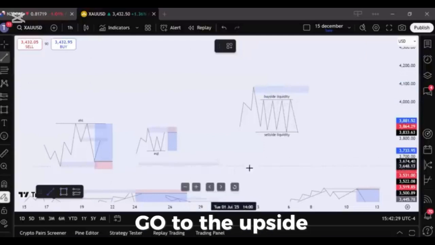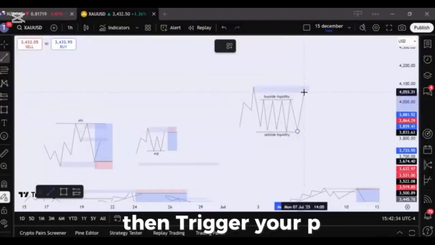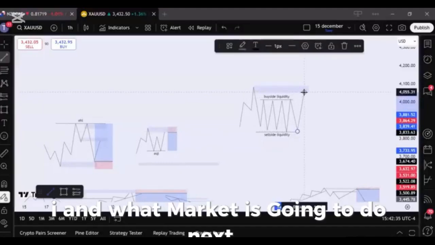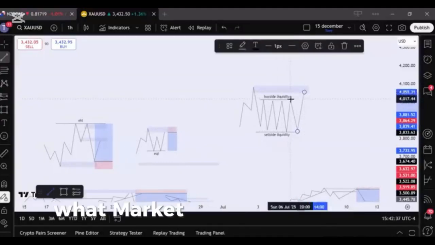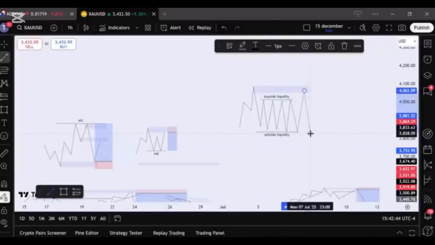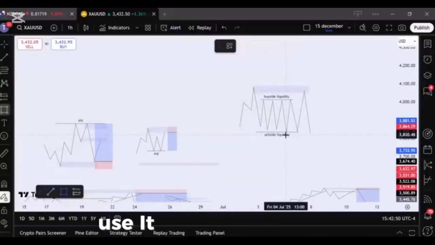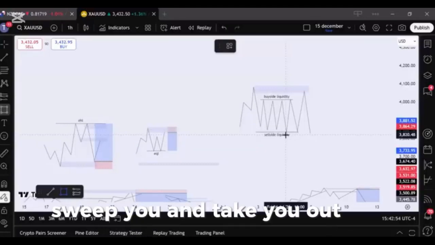Eventually go to the upside and then sweep the liquidity on the upside first, take it out, then trigger your POI. And what market is going to do next is, so it's from the buy side liquidity first. What market is going to do next is now go to what? And target to sweep the liquidity on the sell side here. So now the thing is, any POI that is enclosed inside this range, do not try to use it as a reversal zone, because market will eventually sweep you and take you out and use you as liquidity.